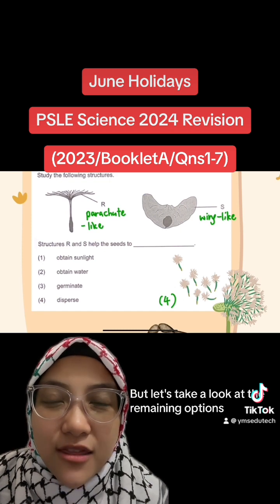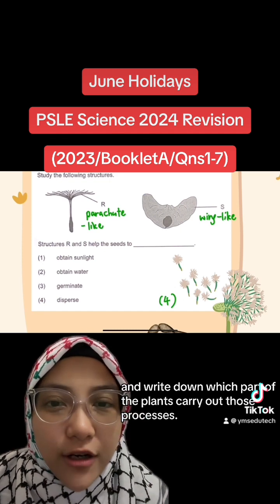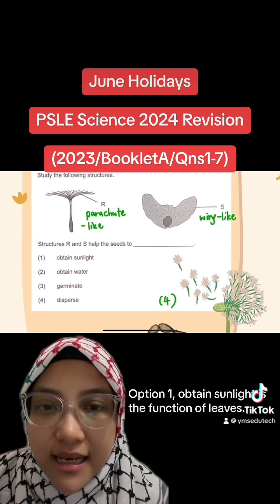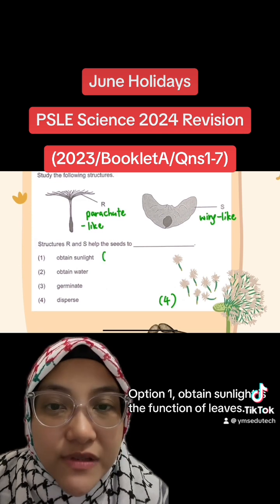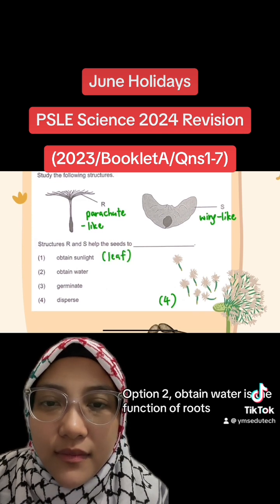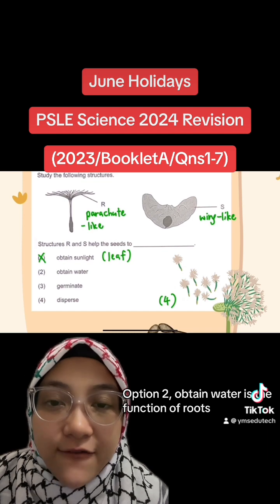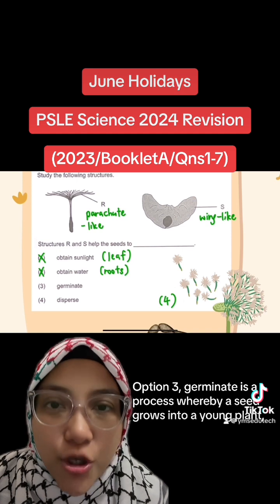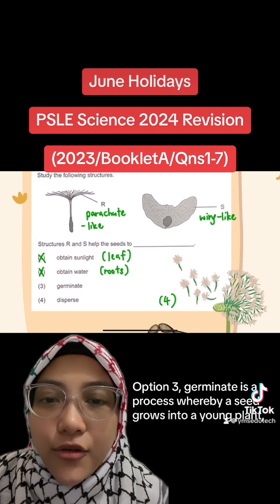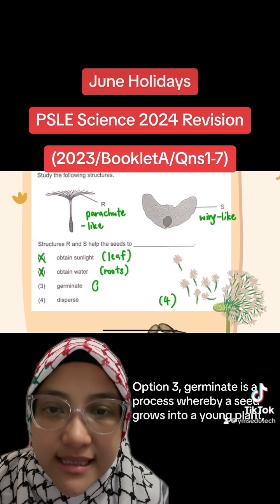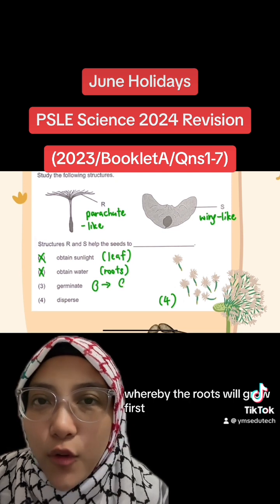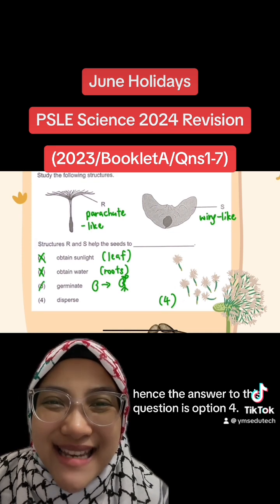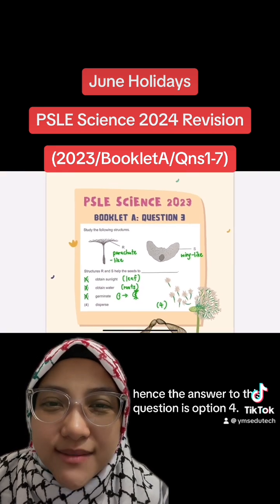But let's take a look at the remaining options and write down which part of the plants carry out those processes. Option 1, obtain sunlight, is the function of leaves. Option 2, obtain water, is the function of roots. Option 3, germinate, is the process whereby a seed grows into a young seedling, whereby the roots will grow first, followed by the shoots. So cross out option 3 as well. Hence, the answer to this question is option 4.